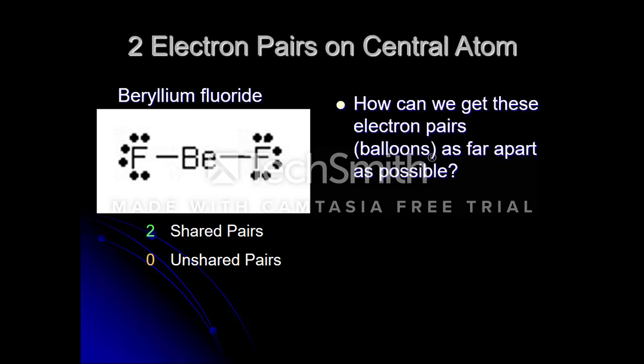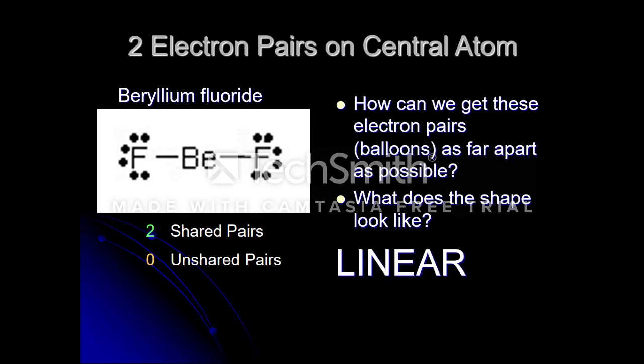So when we look at that and we get that with the balloons, we find that it makes kind of a straight line. So it looks kind of like this. And I'll show you what that looks like in 3D in just a minute. So we call that shape linear. And the angle on that, those atoms of fluorine are about 180 degrees apart.